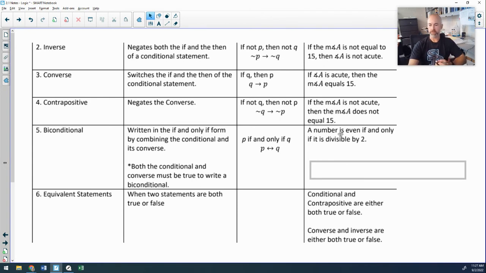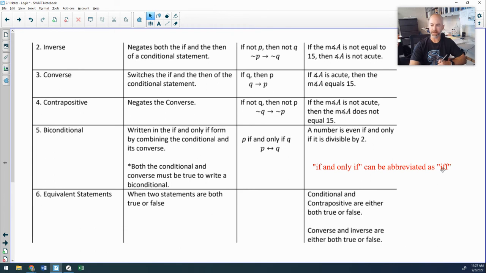An example of a biconditional is that a number is even if and only if it is divisible by 2. And that would work both ways. So you could say, if a number is even, it is divisible by 2. If a number is divisible by 2, it is even. Both of those are true statements. So then you could rewrite this as a biconditional. A number is even if and only if it is divisible by 2. And if you want to shorten your writing there, if and only if can be abbreviated as IFF. So that's just a little shorthand notation for if and only if you're interested in that.